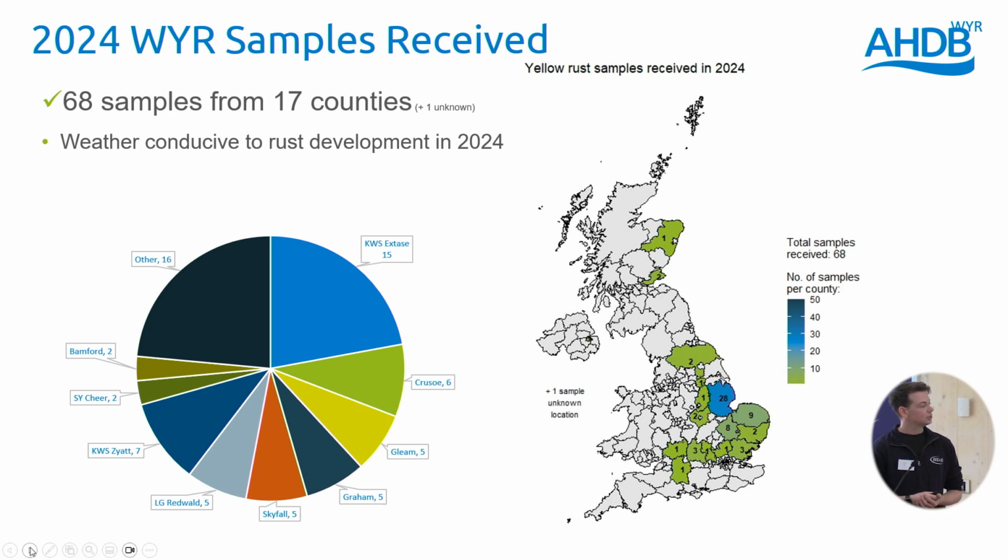This pie chart just shows you the breakdown of the varieties that we had sampled from. KWS we had 15 samples from, Crusoe we had 6, and then Gleam, Graham, Skyfall, and LG Redbold we had 5 samples from each. You can take this with a little pinch of salt because KWS is one of the more commonly grown varieties in the UK, so you'd probably expect to see more samples from that one anyway.